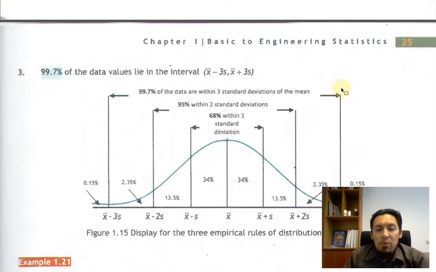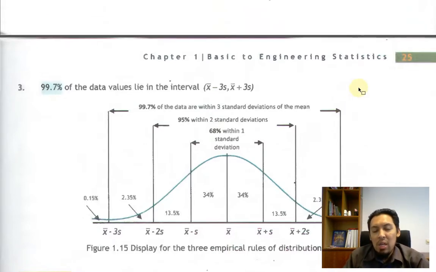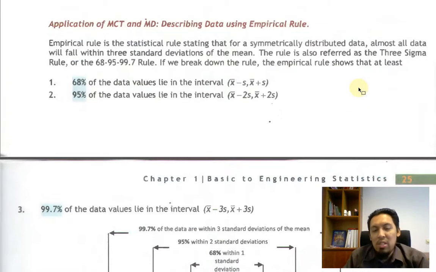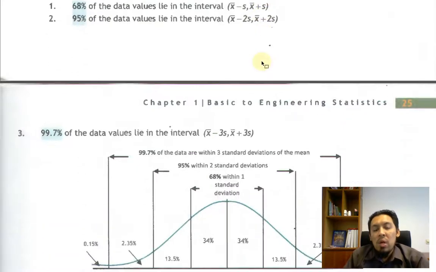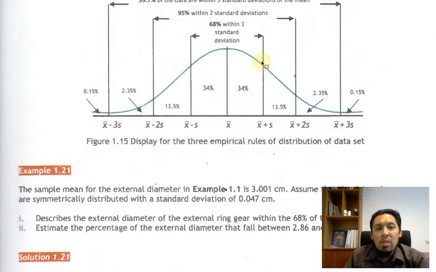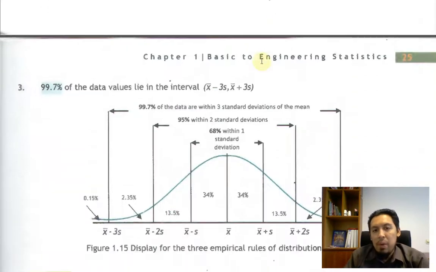Okay, so if your data is not skewed, but usually it will be skewed. For real-time data, usually your data will not be symmetry. If it is symmetry, then you can use empirical rule to describe your data. If not, there's actually another rule. We call it Chebyshev theorem, but not covered here. It also talks about this kind of rule of thumb, but we're not going to cover that. Okay, so that is about the application of MCT and MD by using empirical rule. Thank you.